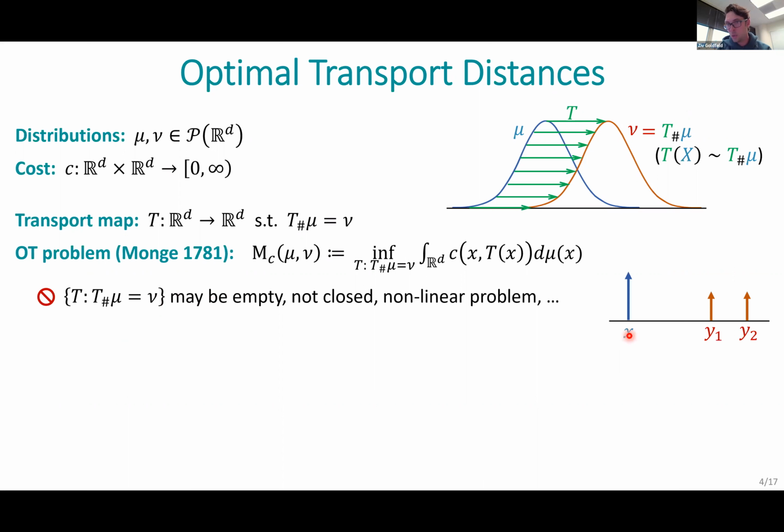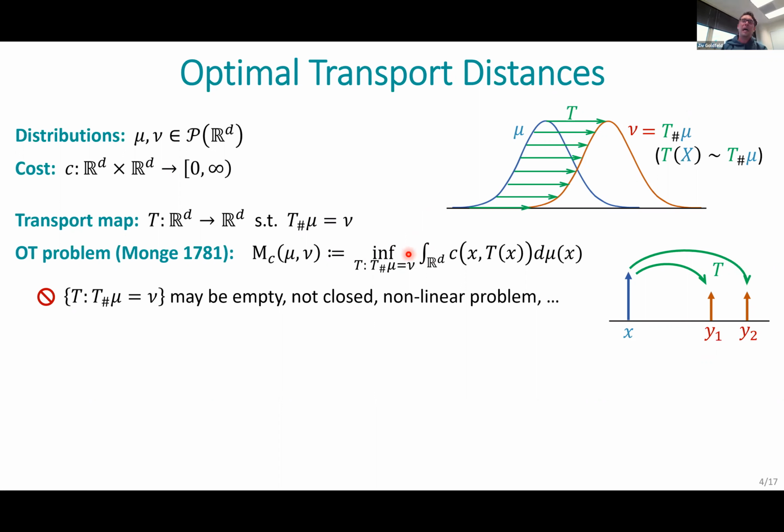Just think of the situation where you want to transport a point mass into a half-half distribution on 2 points. What does T do to X? Does it take it to Y1 or to Y2? You cannot do both. It's just a deterministic function. You cannot split the mass and send half here and half there. Indeed, in this simple example, we don't have a transport map, and the problem is ill-defined. We're infimizing over an empty set. But even when optimal transport maps do exist, it turns out that this set of maps is not closed under any reasonable topology. So again, this infimum has issues. Is it ever achieved?